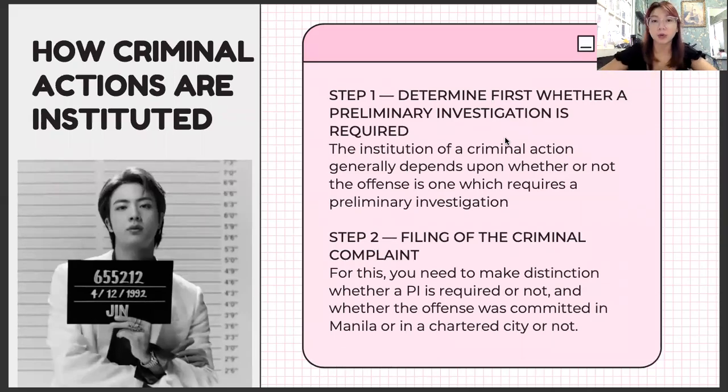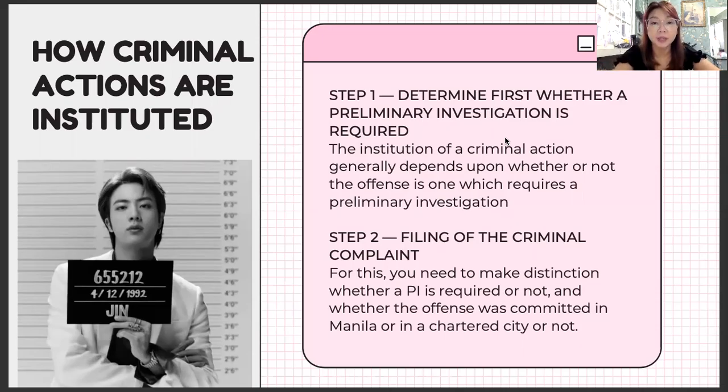So, step one now is to determine first whether a preliminary investigation is required. The institution of a criminal action generally depends upon whether or not the offense is one which requires a preliminary investigation. So, under Rule 112, Section 1, a preliminary investigation is to be conducted for offenses where the penalty prescribed by law is at least 4 years, 2 months, and 1 day.